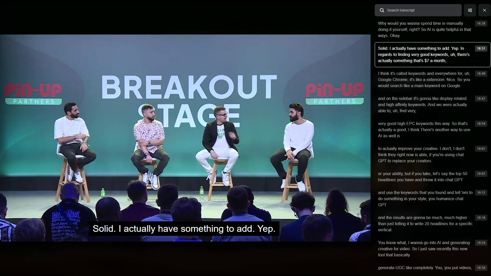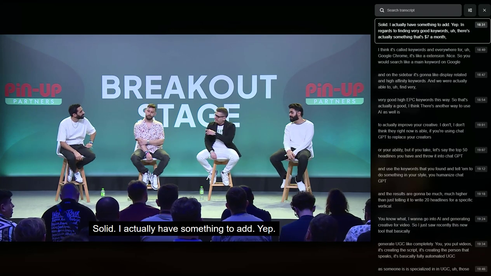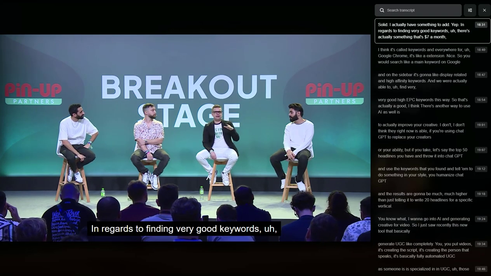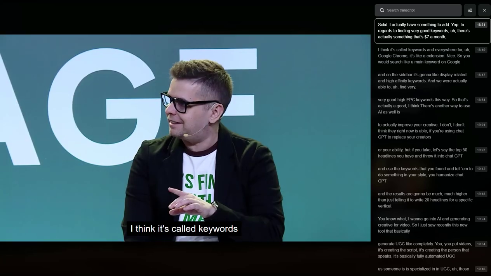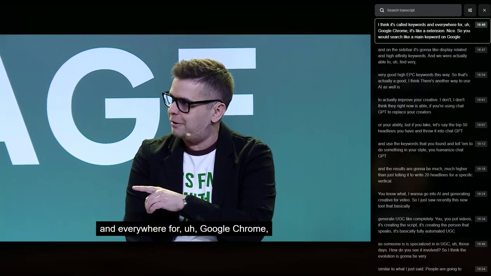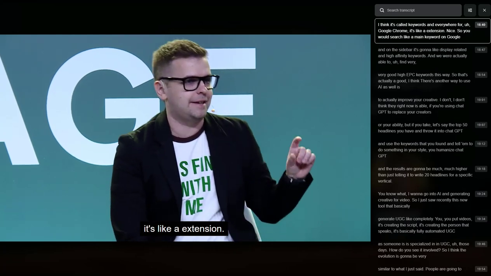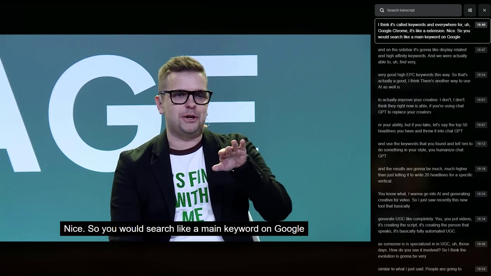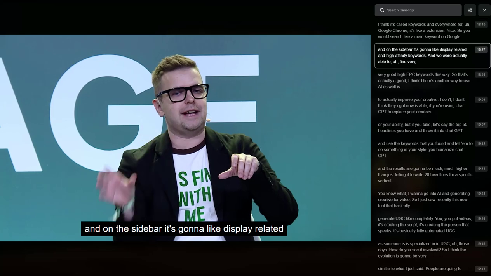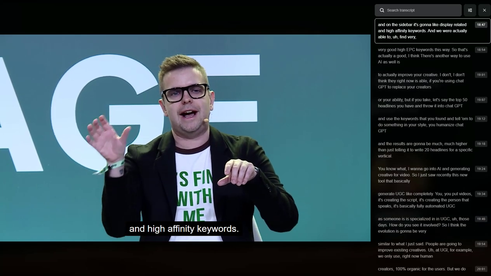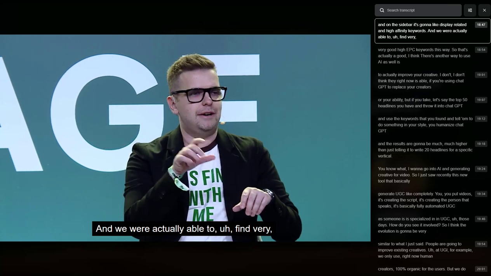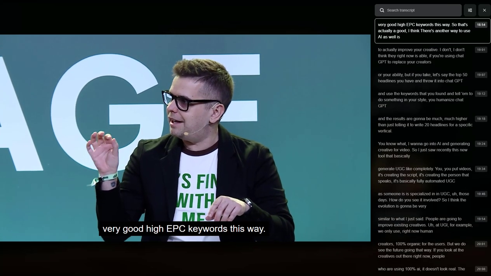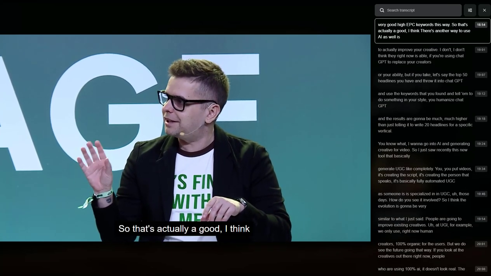Okay. So I actually have something to add in regards to finding very good keywords. There's actually something that's $7 a month, I think. It's called Keywords Everywhere for Google Chrome. It's like an extension. Nice. So you would search a main keyword on Google, and on the sidebar, it's going to display related and high affinity keywords. And we were actually able to find very, very good high EPC keywords this way. So that's nice. Actually a good thing.